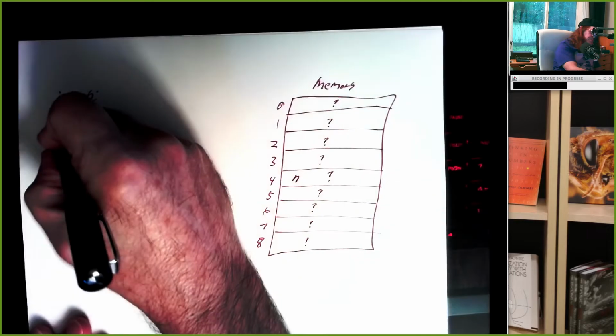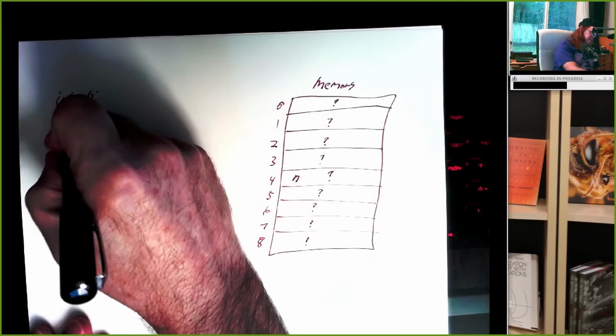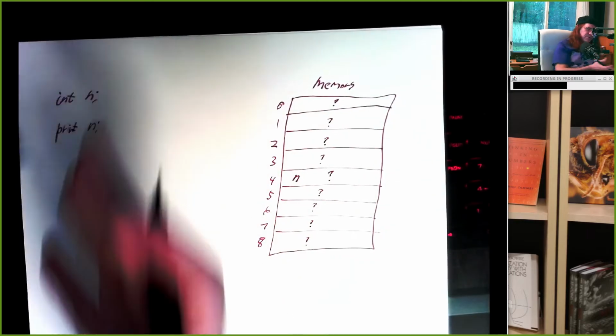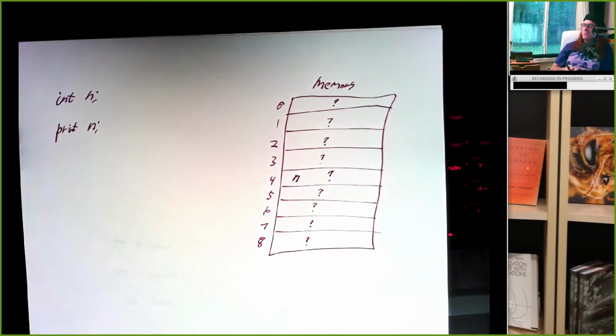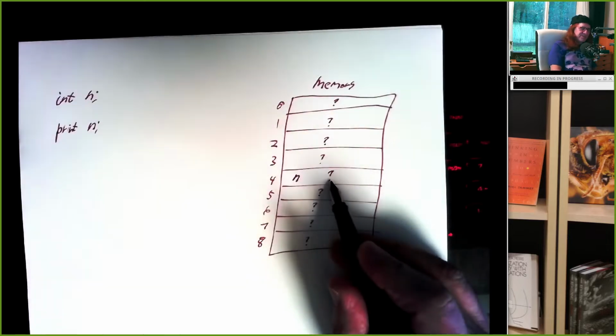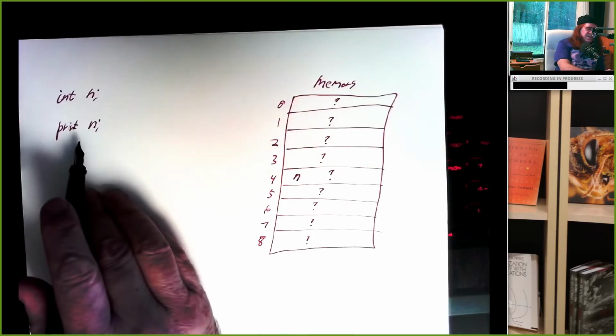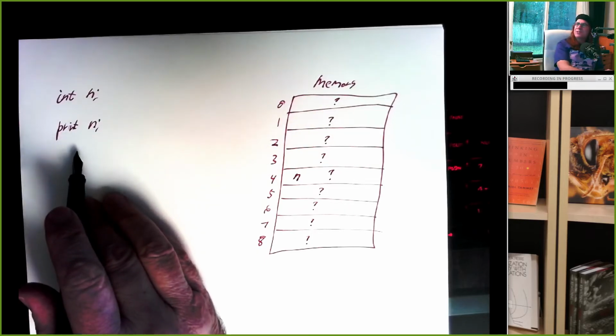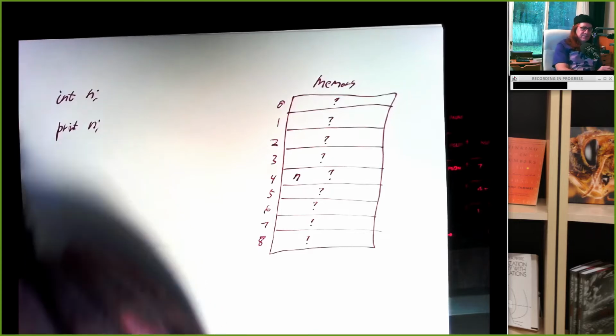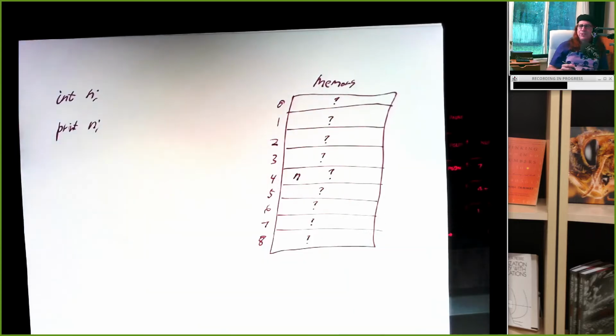So if I were to print n, and this is pseudocode, right? It should be printf and so on. But if I were to print n, who knows what would be printed? Might be 0, but probably not. It's probably going to be some weird number because we don't know what's in location 4. But this print statement is going to compile into code that basically says, hey, read what's at location 4 in memory and let's print it out. And it'll print out some weird number.